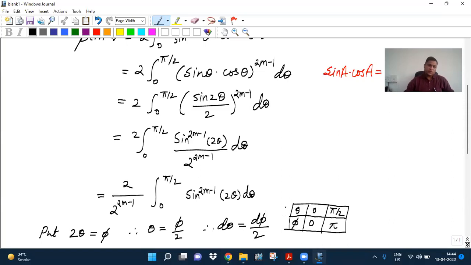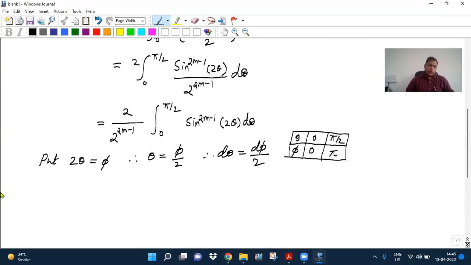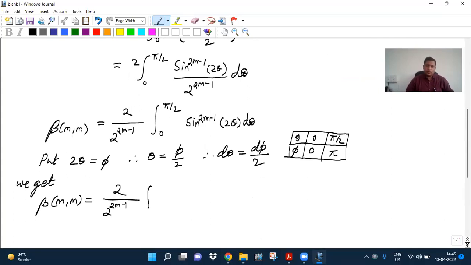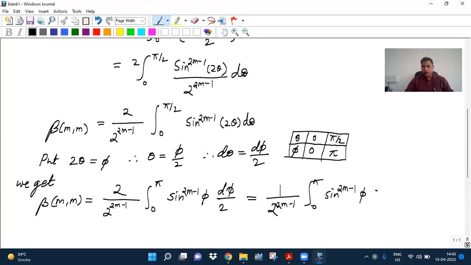Are you getting this? Yes, sir. So now we get beta of m comma m is equal to twice, 1 upon 2 raised to 2m minus 1, integral 0 to pi sine raised to 2m minus 1 phi, where the 2 theta is replaced by phi, and this is d phi by 2. Now this 2 and this 2 will get cancelled. So we have 1 upon 2 raised to 2m minus 1 integral 0 to pi sine raised to 2m minus 1 phi d phi.